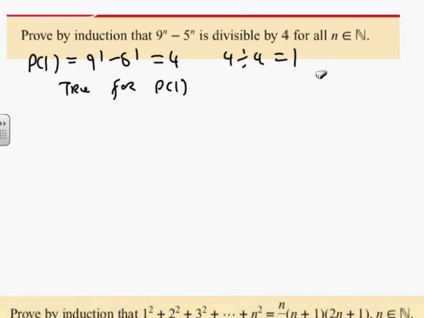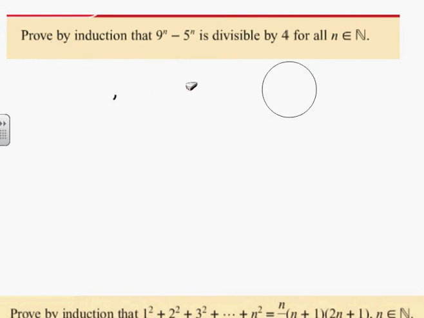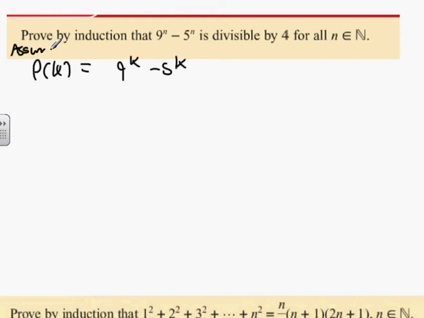Okay, second thing, once you've done that, I haven't got enough space, so I'm just going to space out here. Next one is P of k. P of k equals 9 to the power k minus 5 to the power k. Right, and you always say assume true. That's another 5 marks. You're on 10 out of 20.